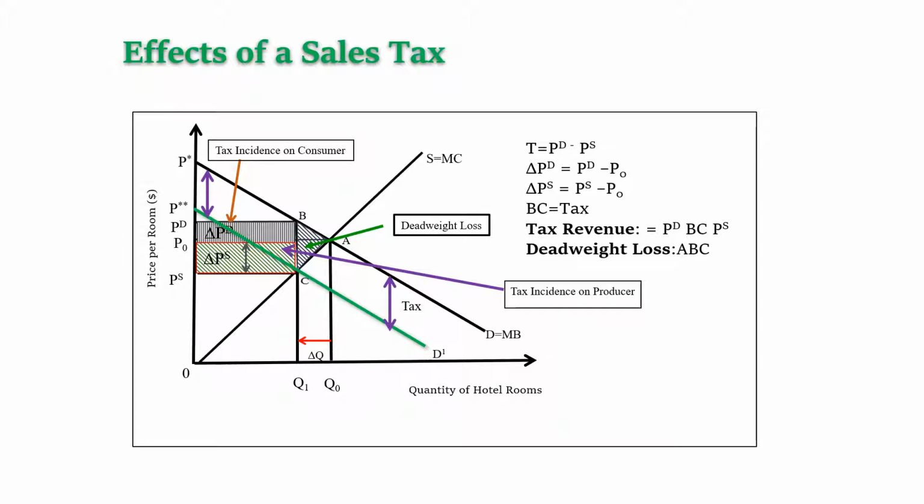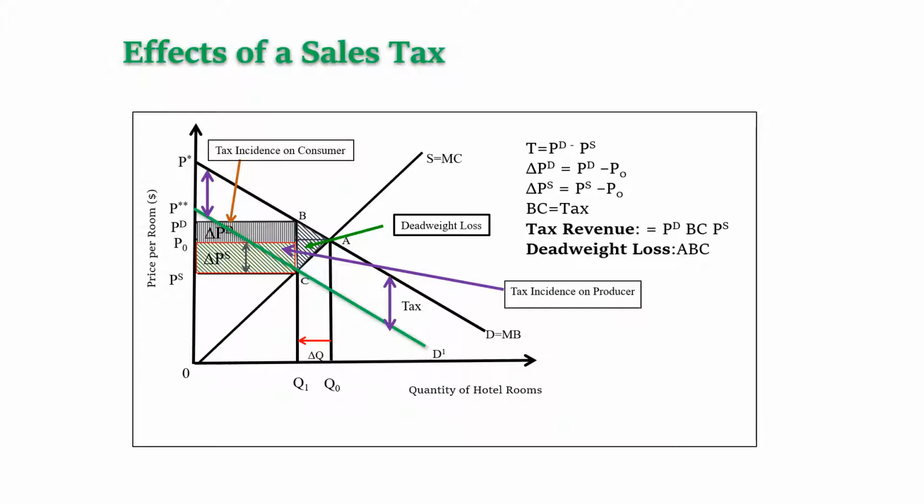Because of this sales tax, there are certain transactions that are not taking place as a result of the tax. These transactions that are not taking place because of the tax become a loss to the society as a whole, and are referred to as a deadweight loss.